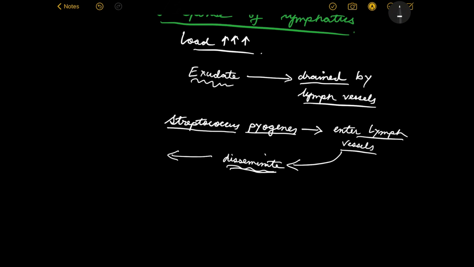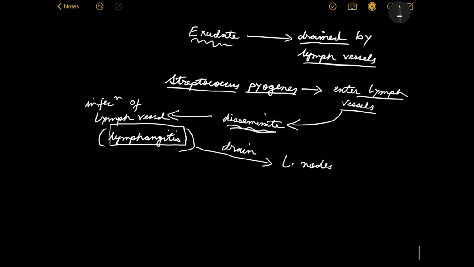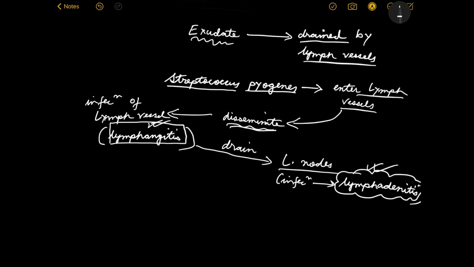And this would lead to what? Infection of the lymph vessel itself, which has a very fancy medical term. It is known as lymphangitis. Where will these lymph vessels drain? Obviously, we know this. They drain into lymph nodes. And accumulation of the offending microbes there would lead to lymph node infection, which is known as lymphadenitis. So lymphangitis and lymphadenitis are both often seen.